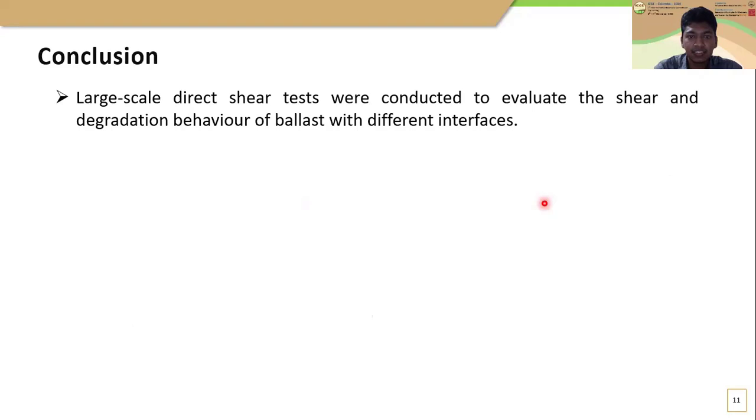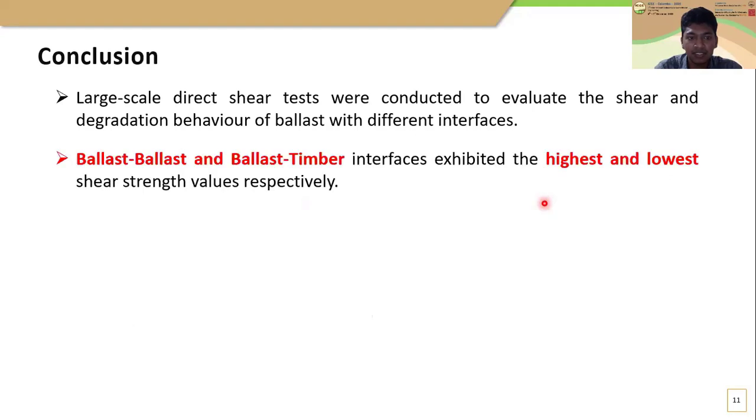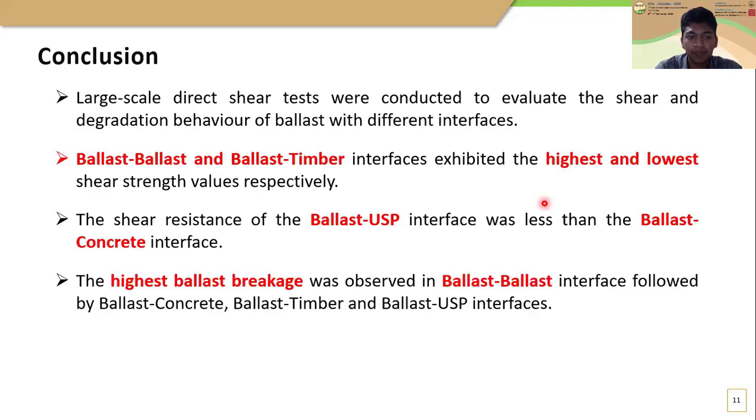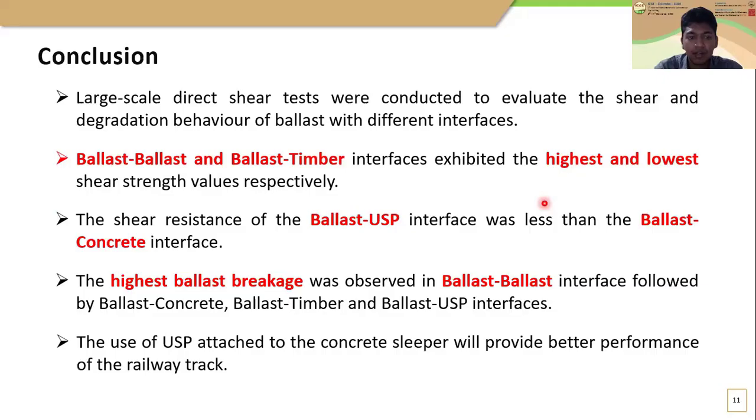Large-scale direct shear tests were conducted to evaluate the shear and degradation behavior of ballast with different interfaces. Ballast and ballast timber interfaces exhibited the highest and lowest shear strength values respectively. The shear resistance of the ballast under sleeper pad interface was less than the ballast concrete interface. The highest ballast breakage was observed in the ballast interface, followed by ballast concrete, ballast timber, and ballast under sleeper pad interfaces. Therefore, the use of under sleeper pad attached to the concrete sleeper will provide better performance of the railway track.